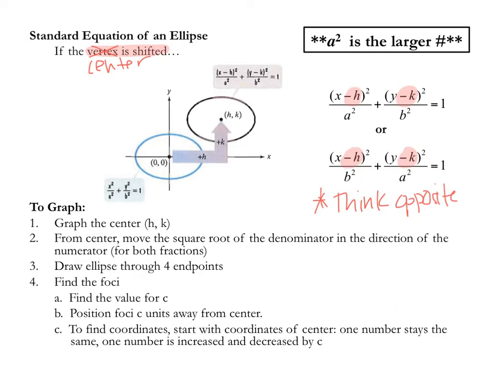So when we move the square root of the denominator in the direction of the numerator, we're still going to be doing that, but we're going to do that from the center. C, we find the same way, but that is also going to move from the center. So every movement that we make will now be moved from the center to get to where we're trying to go.